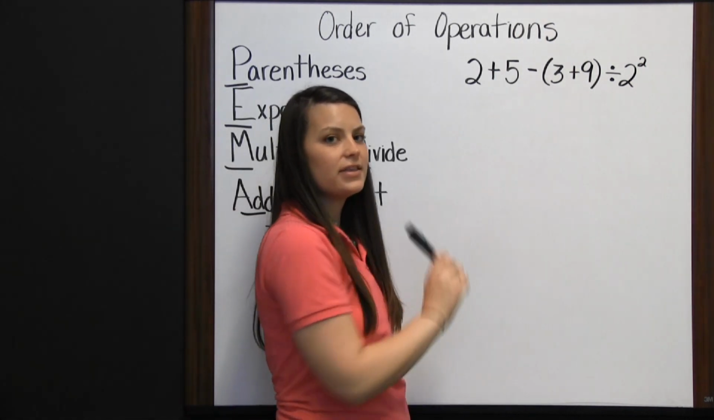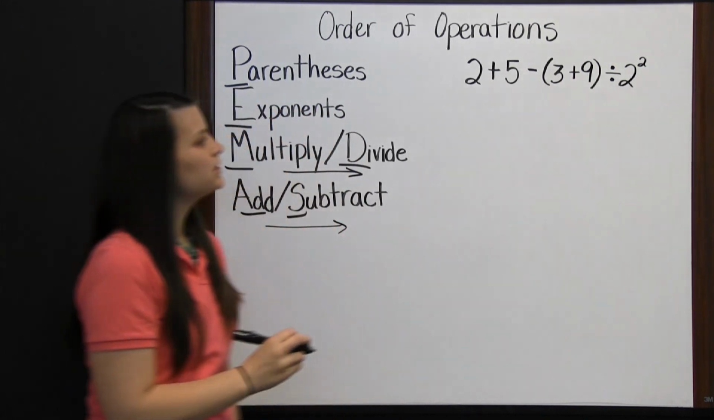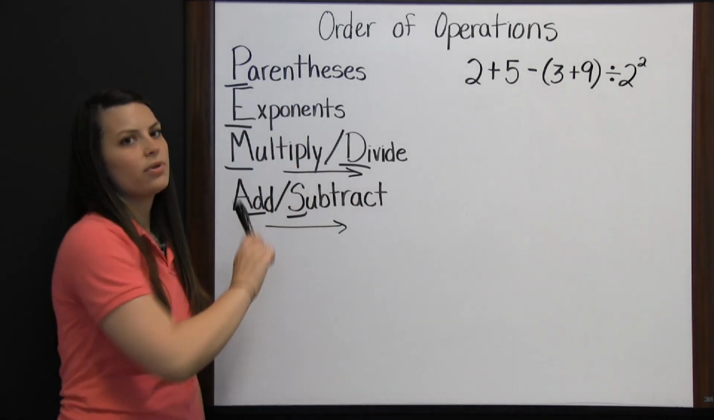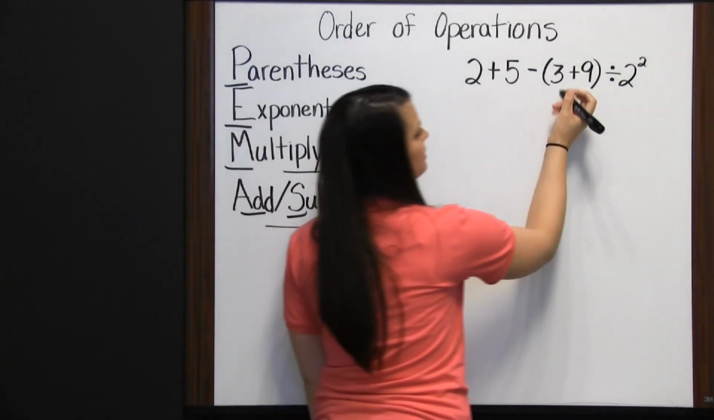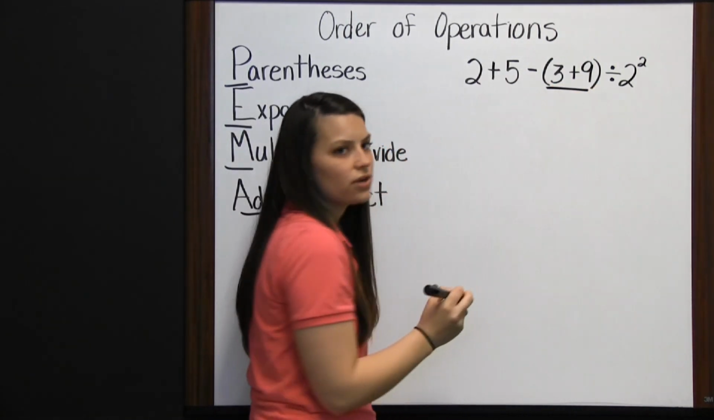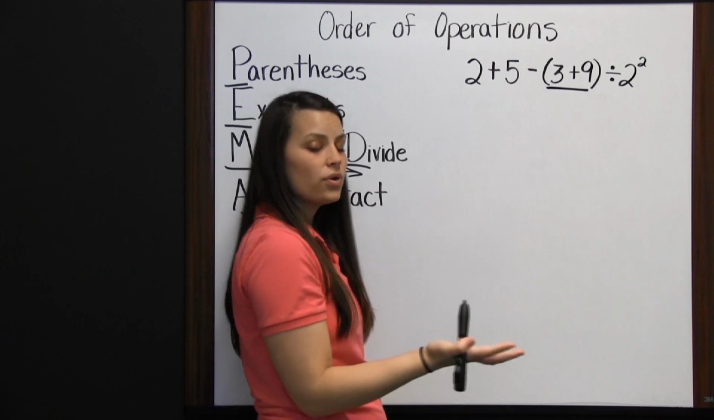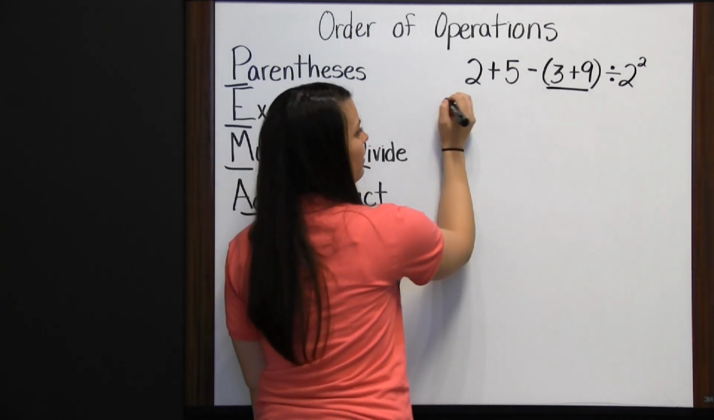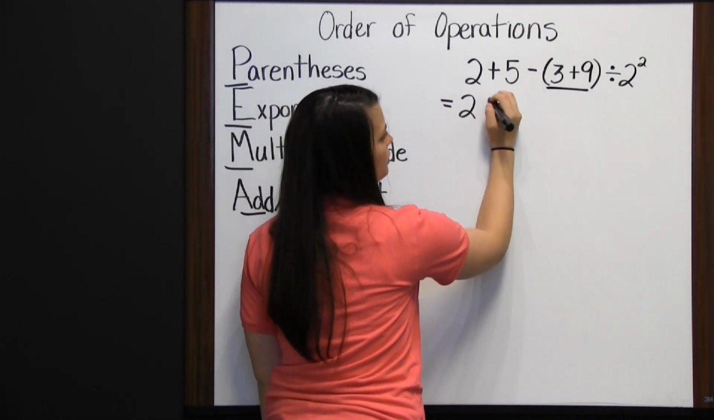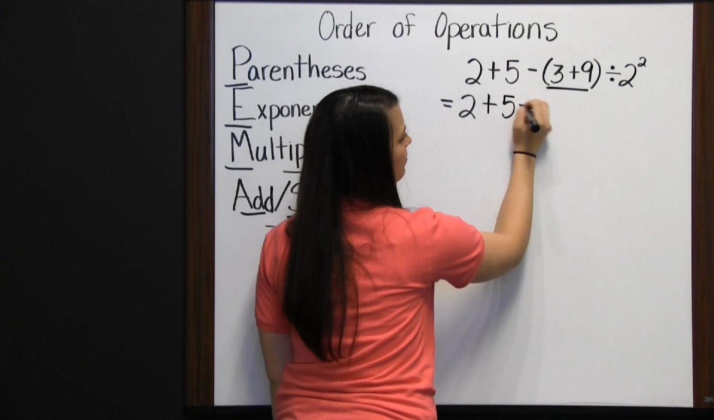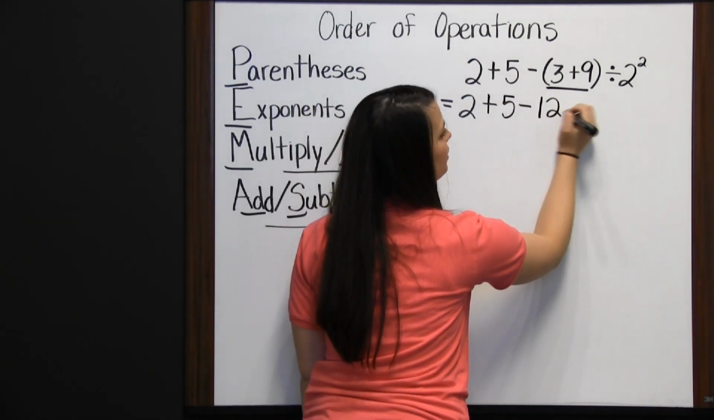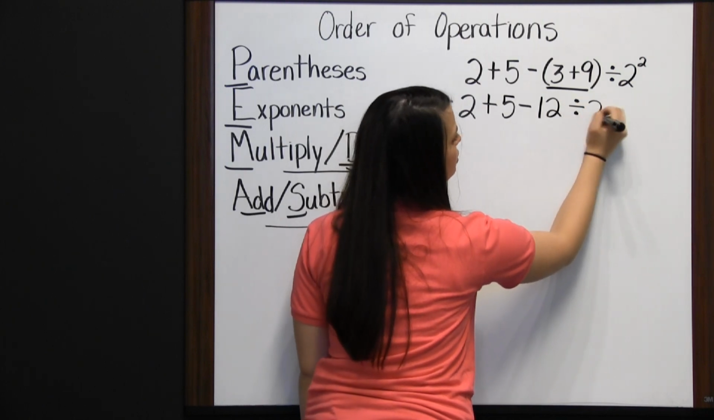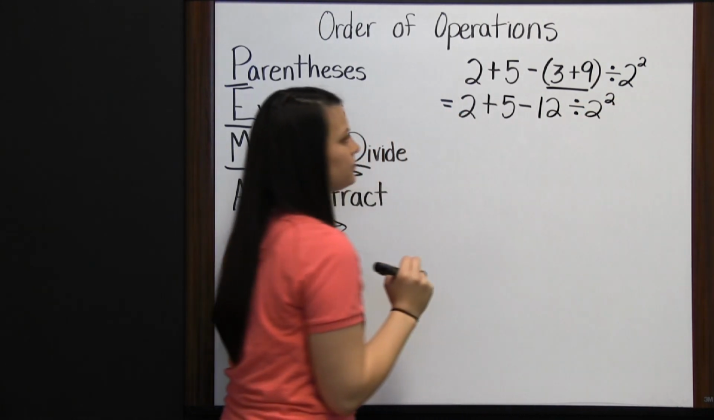We're going to simplify this expression. So according to PEMDAS, we need to start with our parentheses or our grouping symbols. 3 plus 9 then is where we need to start. That's the only thing we're going to simplify, so everything else stays the same. 2 plus 5 minus 3 plus 9 is 12 divided by 2 squared.